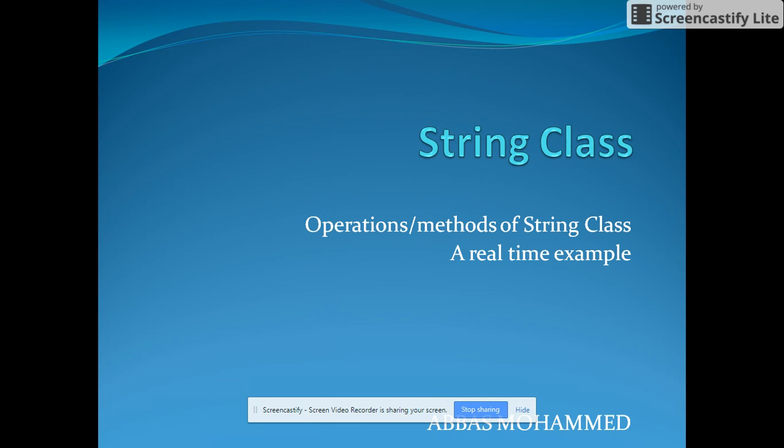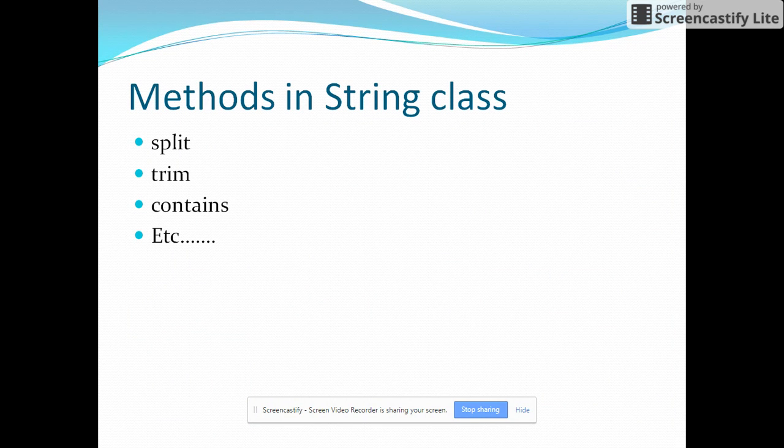Today I am going to discuss the String class with various methods. In the String class there are a number of methods, but I want to discuss only split, trim and contains. So what will split do? It will split the given string into tokens based on the delimiters. The delimiter may be a comma, a space, a semicolon, whatever it may be. So it will split the given string into a group of strings or tokens.